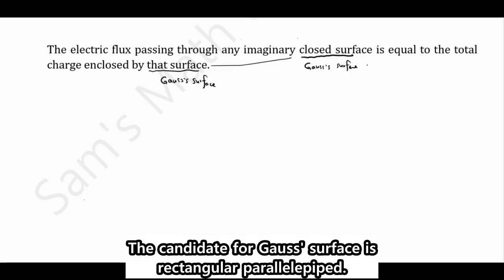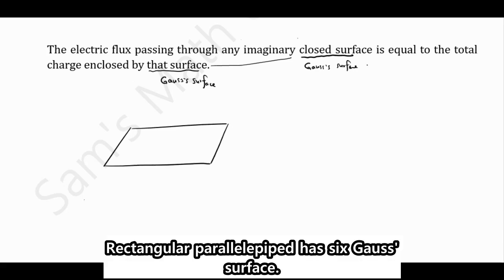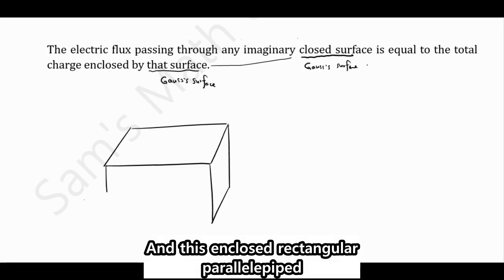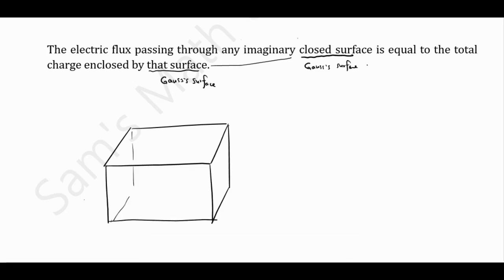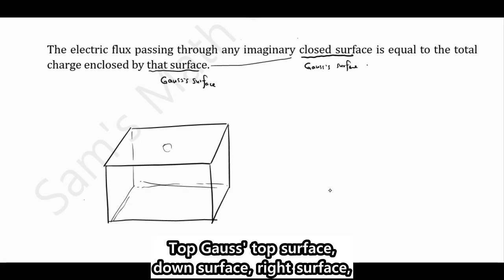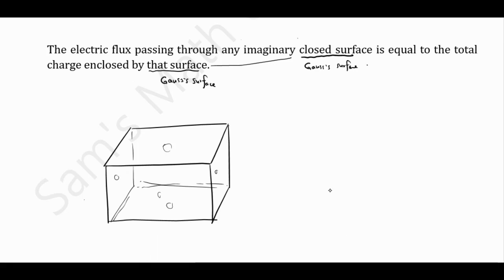The candidate for Gauss's surface is a rectangular parallelepiped. A rectangular parallelepiped has 6 surfaces: top surface, bottom surface, right surface, left surface, front surface, and back surface.